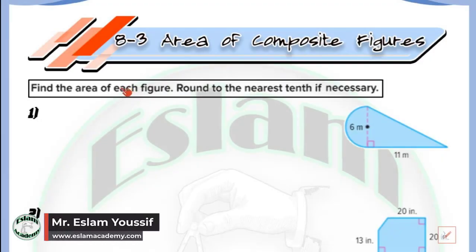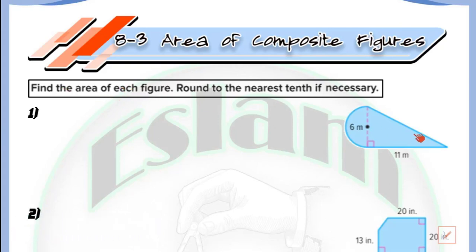Welcome back with a new math tutorial. In this video we are talking about area of composite figures. Like in question number 1, we need to find the area of each figure, round the answer to the nearest tenth. If you look at the figure that we have, it's formed from two shapes.